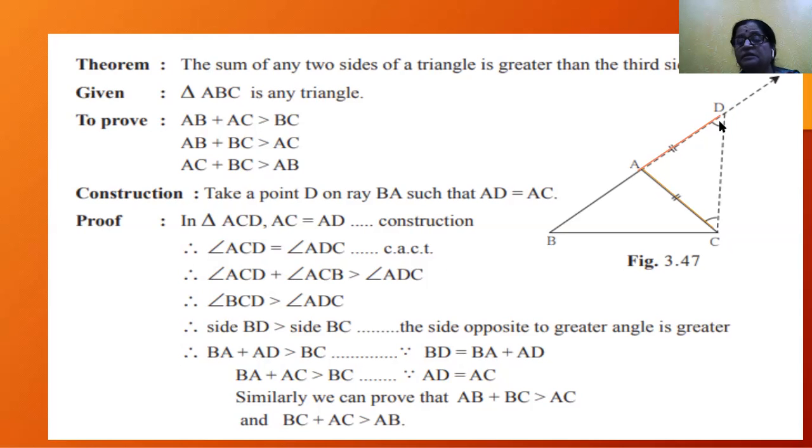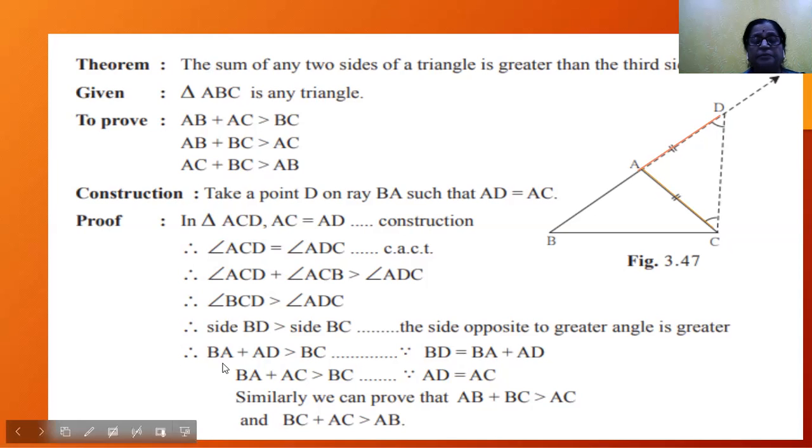This angle is smaller than this, which means we are taking angle BCD. The full angle BCD is greater than this angle ADC. So here side BD is greater than side BC, because the side opposite to the greater angle is greater.